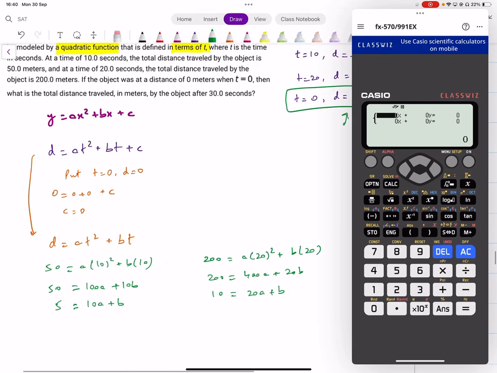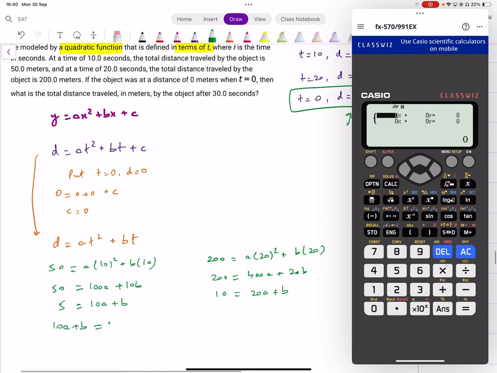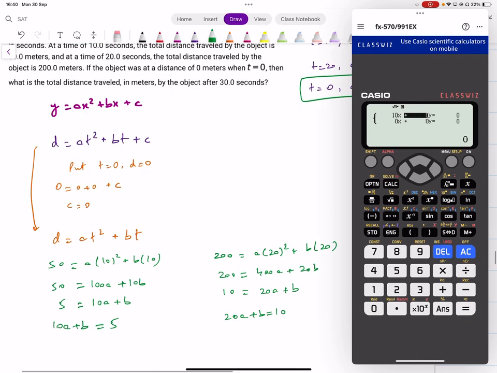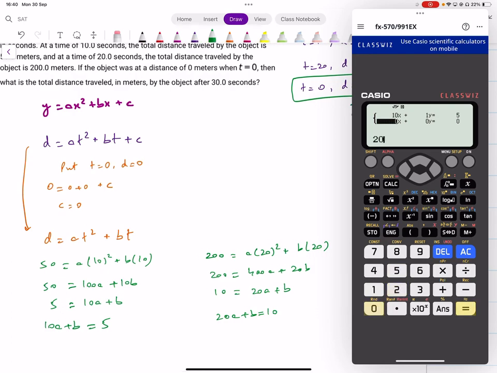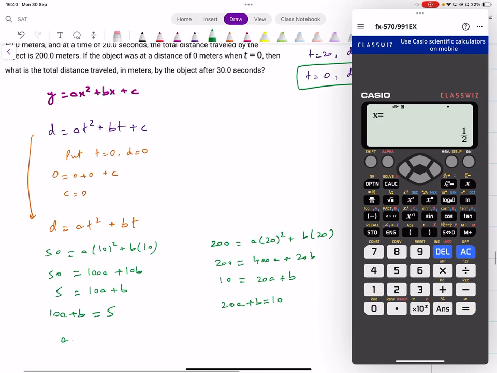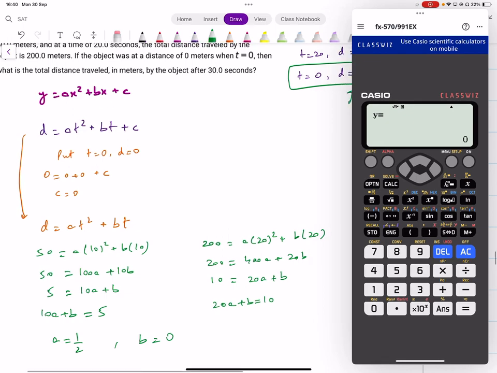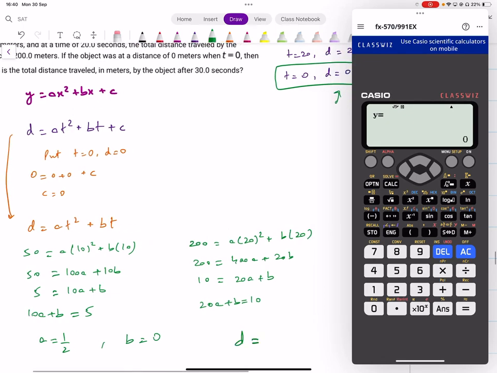Let's write them in standard form. 10a plus b equal to 5 and 20a plus b equal to 10. The first equation: the first coefficient is 10, then the second one is 1, and then 5. For the second equation, it's 20, 1, and 10. And you get the values of a and b. A is going to be 1 over 2, and b is going to be 0. So what's the function that we get then? D equals what?